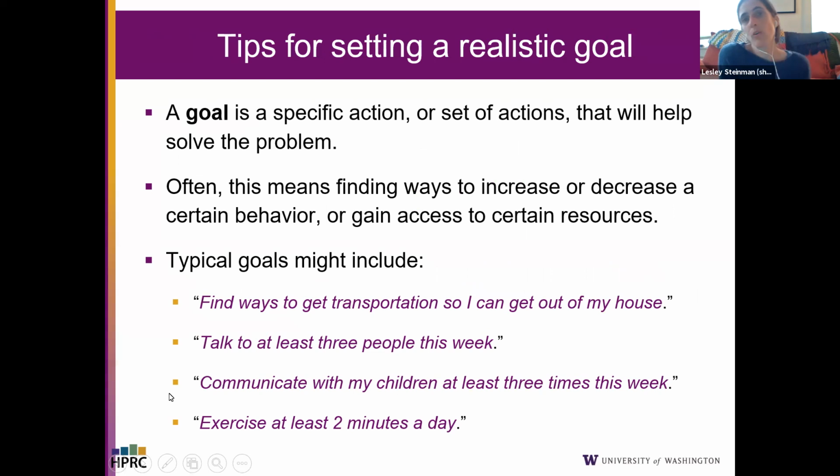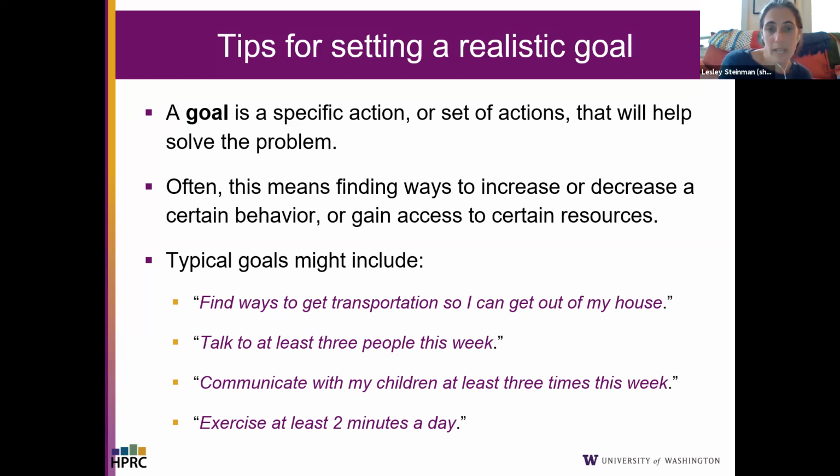In terms of setting a realistic goal, there's a couple things that we think about. It is often a specific action or set of actions that will help solve the problem. And because we've defined something behaviorally or in terms of resources, it often should be defined that way. So if the problem is I'm feeling lonely, and then the goal is I'm not going to feel lonely, you can just see that's really hard to even wrap your head around what a solution would be like there. And so these are some examples of typical goals that I think are nice because they're very concrete and very specific and they're actually potentially achievable.